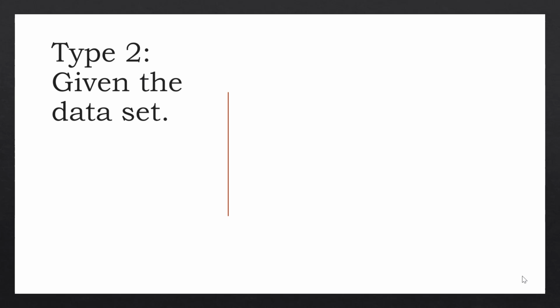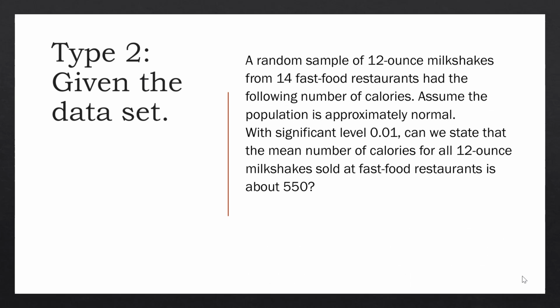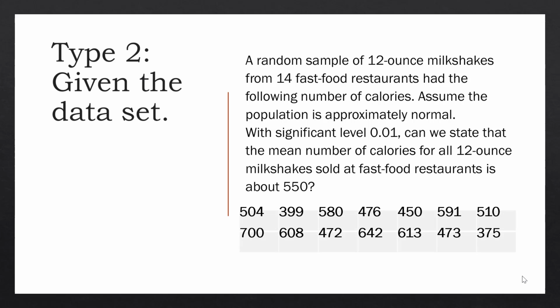Now if we are given the data set, let's say a random sample of 12 ounce milkshakes from 14 fast food restaurants had the following number of calories. Assume that the population is approximately normal. With significance level 0.01, can we state that the mean number of calories for all 12 ounce milkshakes sold at fast food restaurants is about 550? And this is the data set.